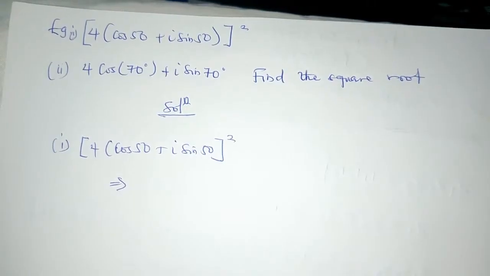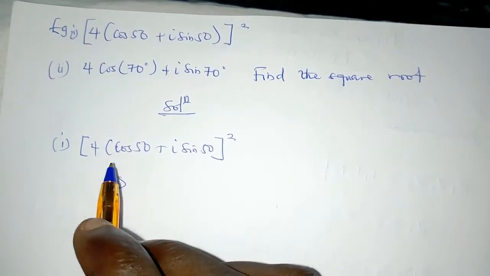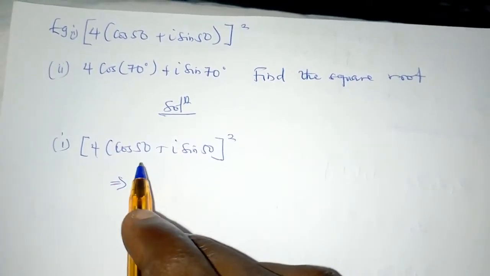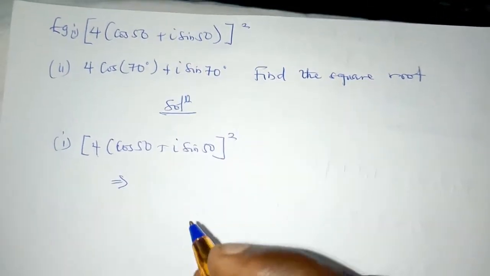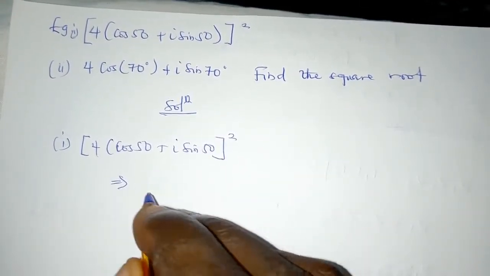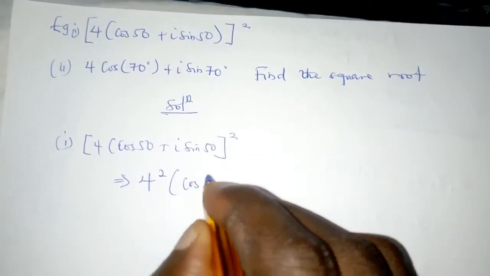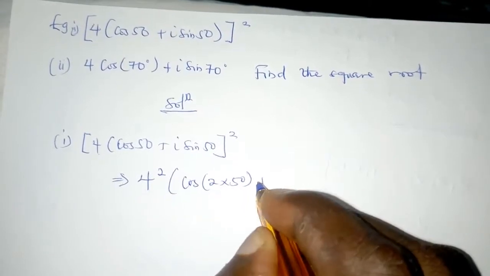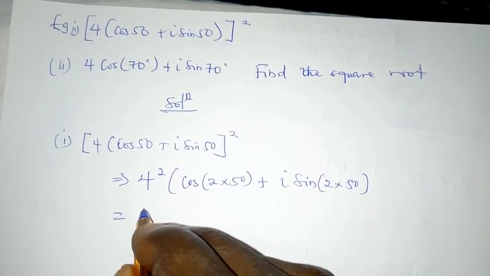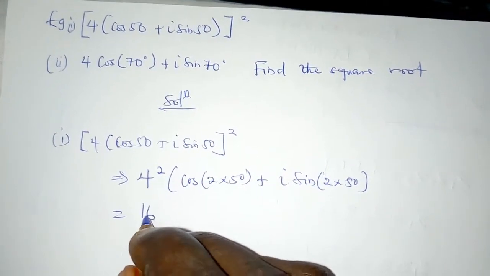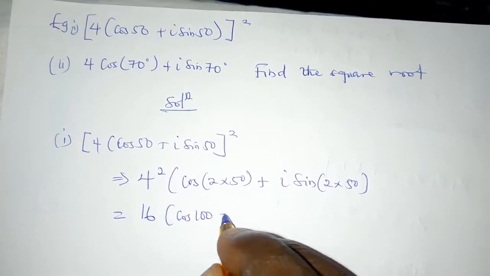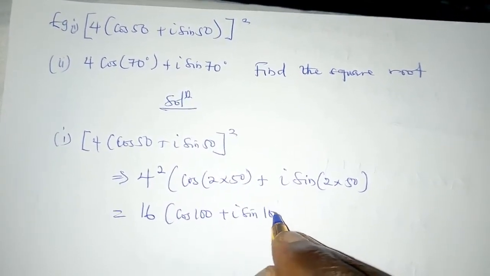So let's take an example and see what happens. Alright, so guys, as we've already established, if you are to raise a complex number to a certain power, you just raise the radius to that power and multiply the angle by that power. And so with this, we square the 4 and multiply the angle by 2. So we get i, the sine of 2 by 50. And our answer becomes 16 cos of 100 plus i, the sine of 100.